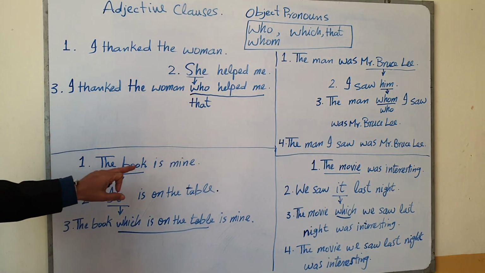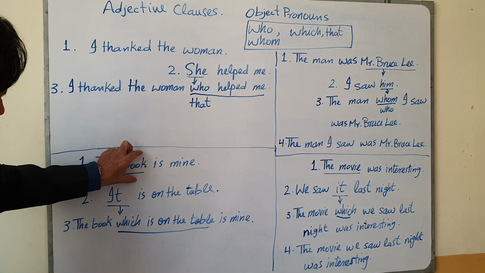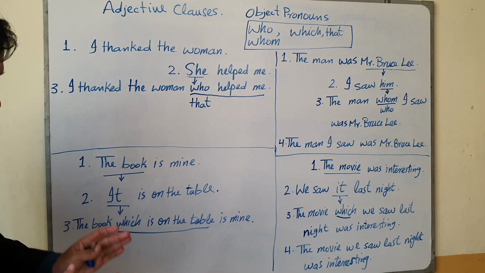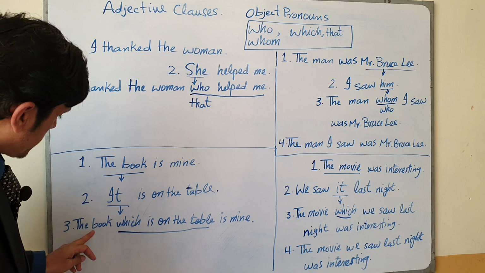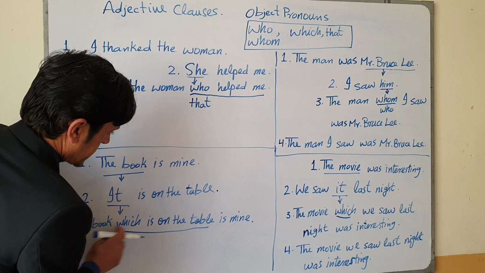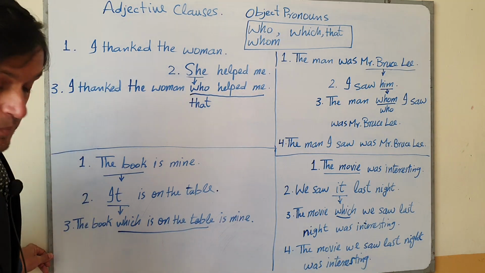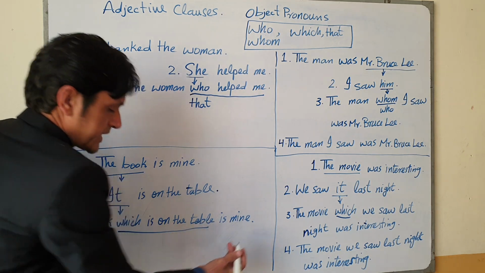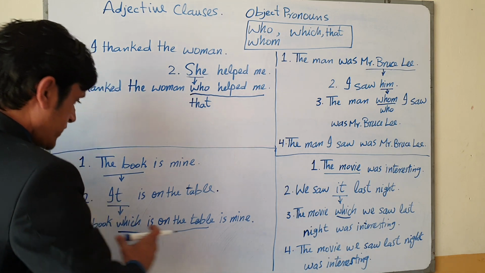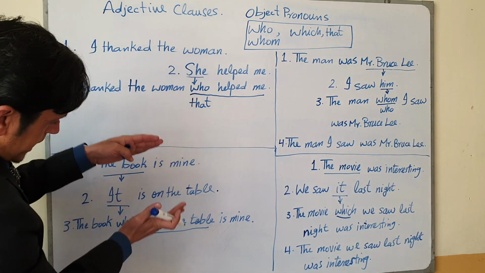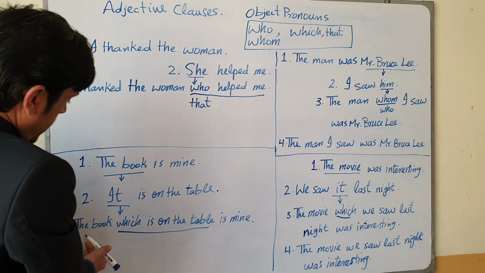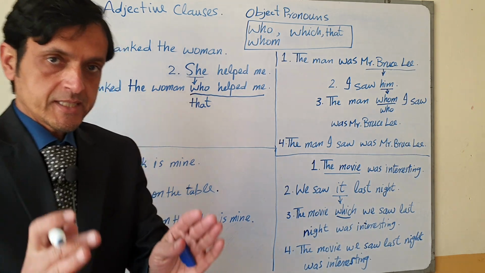Now here this one, the book is mine. This is one independent clause. It is on the table. This is another independent clause. Now we want to make a complex sentence. So the book which is on the table is mine. Now you see, which is on the table, from here up to there, this is adjective clause, which is dependent clause. The book is mine. This is independent clause. So we can put this adjective clause with this independent clause, and now it will be a complex sentence and it will be a meaningful structure.